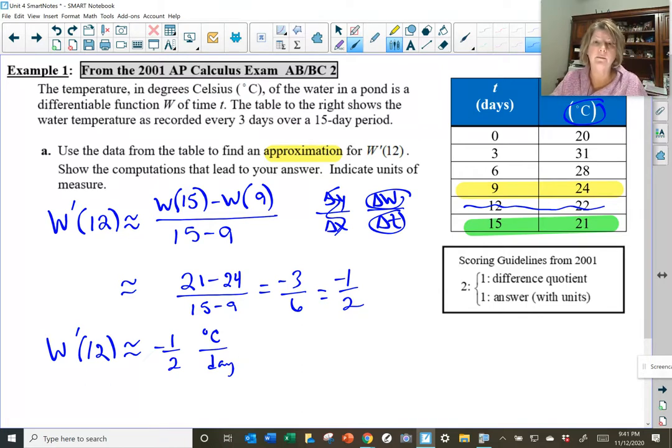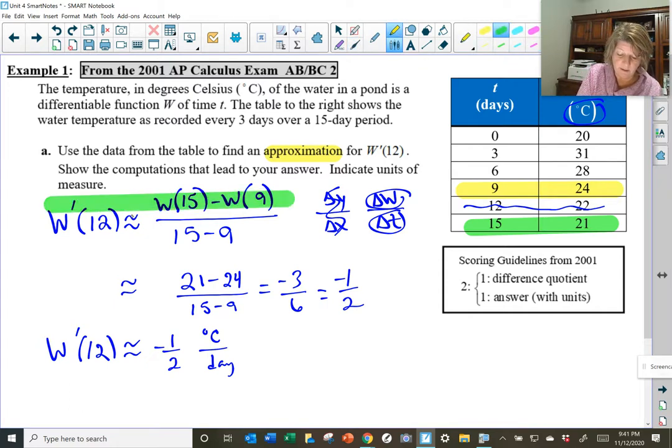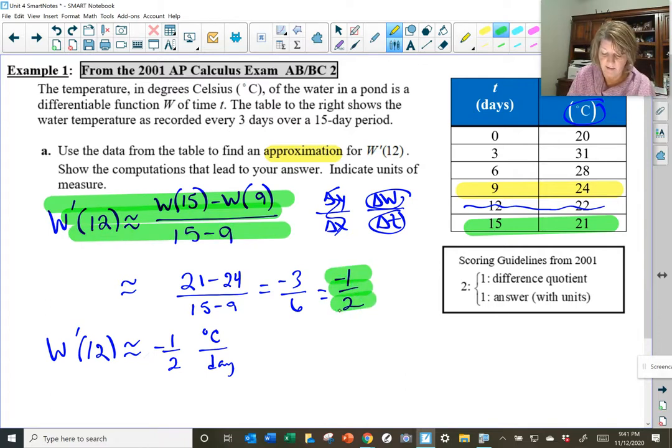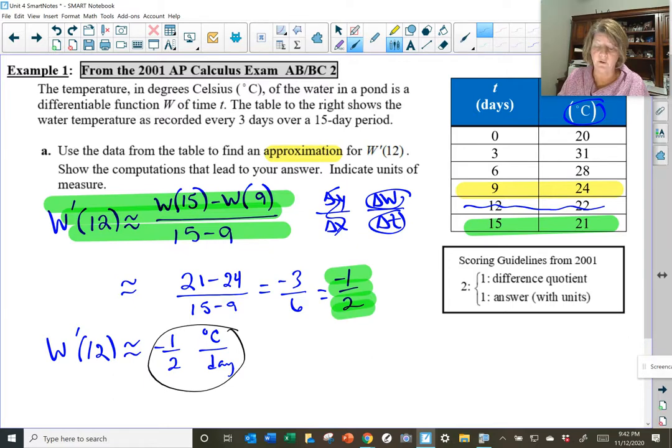The scoring guideline for this particular problem issued 2 points. One for the quotient difference, and for that you must show your setup. So it's essential that you have the setup, and then of course you have to have the answer right. So 1 point for the answer, 1 point for the setup, okay? If you just had the answer, you wouldn't get any points. They consider that a bald answer, and AP awards 0 points for that. This answer had to come with the units too. So even if I'd had the negative 1/2, I still would not have earned the point until I got the label on it.